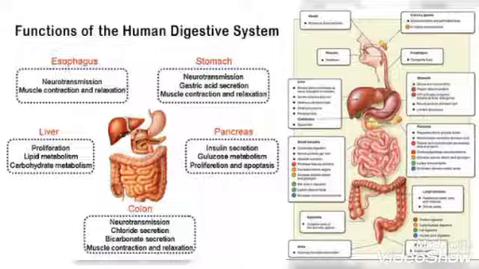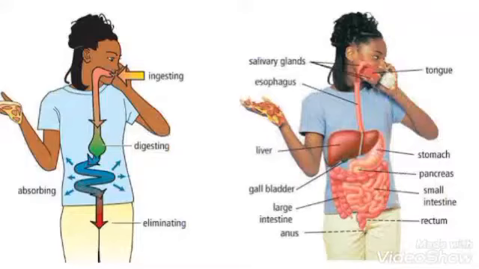The third stage begins in the duodenum with the intestinal phase, where partially digested food is mixed with a number of enzymes produced by the pancreas.